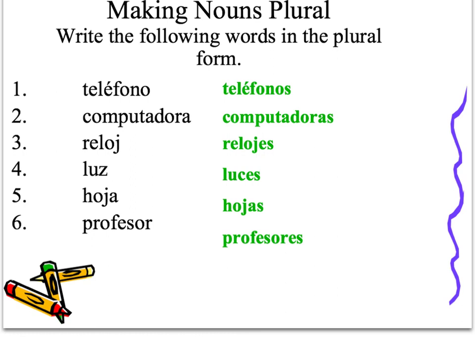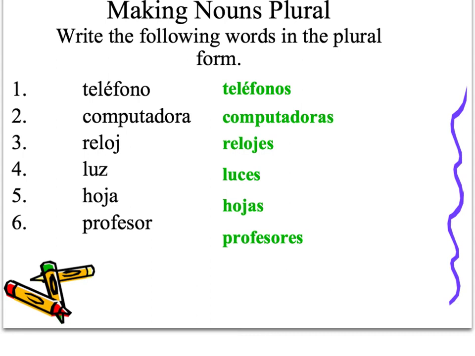Okay, now they just want you to practice making some nouns plural. Teléfono ends in a vowel, so I just add an S. Computadora, again, ends in a vowel, just add an S. Reloj, if y'all remember, reloj is a clock, a watch. It ends in a consonant, so now I have to add ES, relojes.